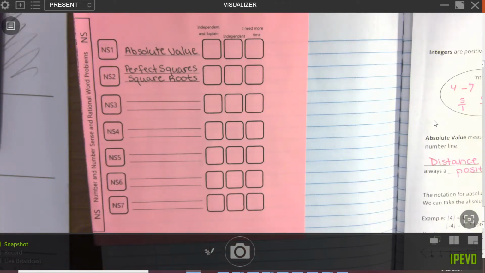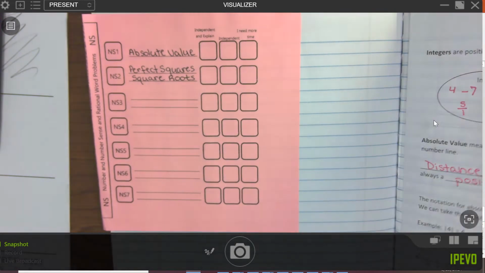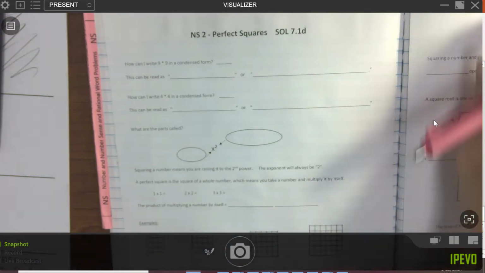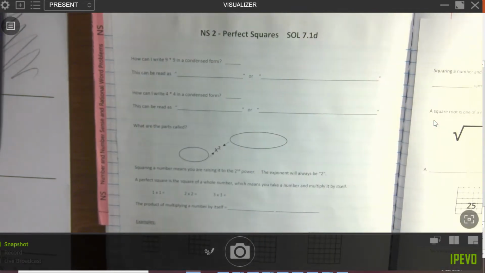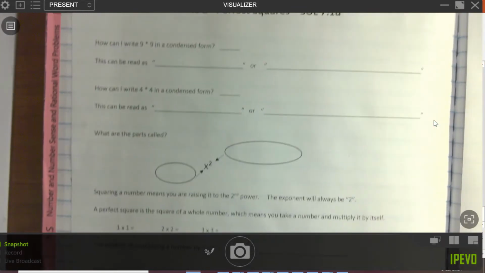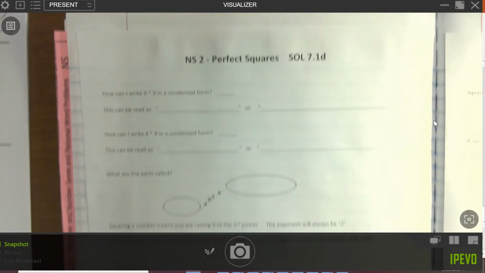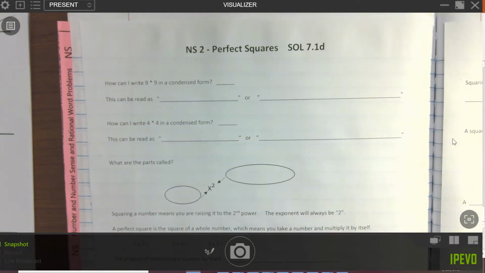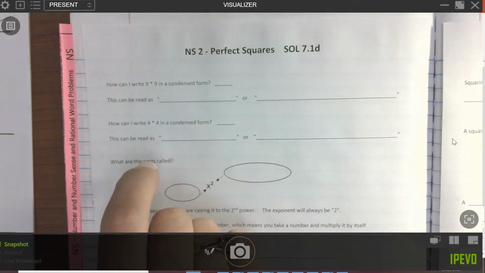Alright, so now we're going to flip over to the next page after our absolute value notes, and you should have your notes glued in for perfect squares. Alright, so perfect squares we actually started on Friday when we used our colored tiles and that graph paper where we drew the squares on the graph paper. And what this first question is getting at here is actually relating to what we did on the graph paper.